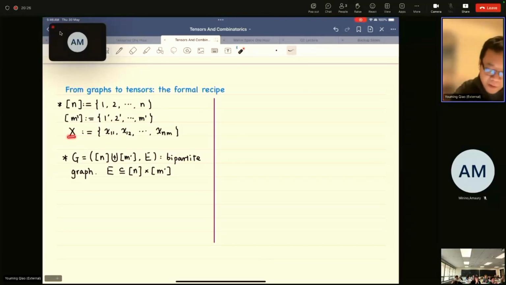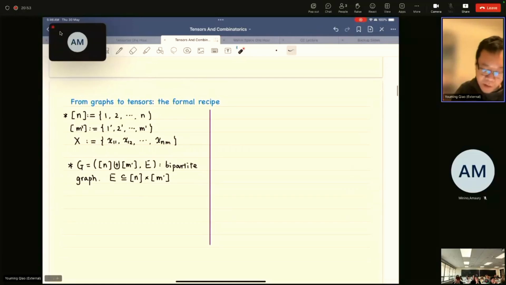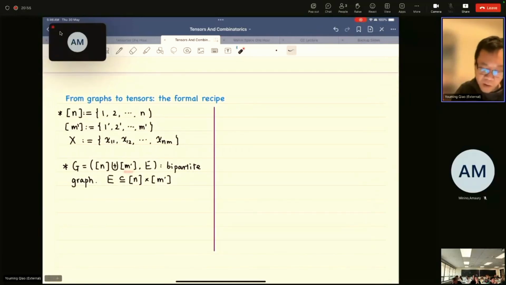And then I will have a set of variables x11, x12 up to xnn, and we are going to say what is the bipartite graph here. A bipartite graph consists of the vertex set and the edge set. And the vertex set will be partitioned into 2 parts. The left part, for example, the vertices on the left part are indexed from 1 up to n. The vertices on the right part will be indexed from 1 prime, 2 prime up to n prime.